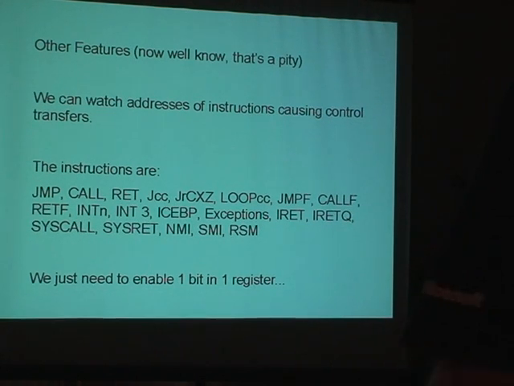There are other features in debugging which are not very well known. Not many people know about them, and this is that we can watch addresses causing control transfers. Everybody knows that it is very difficult to trace back the error. Tracing forward is extremely easy, stepping and so on. But what happens before the exception? How to know the addresses before?